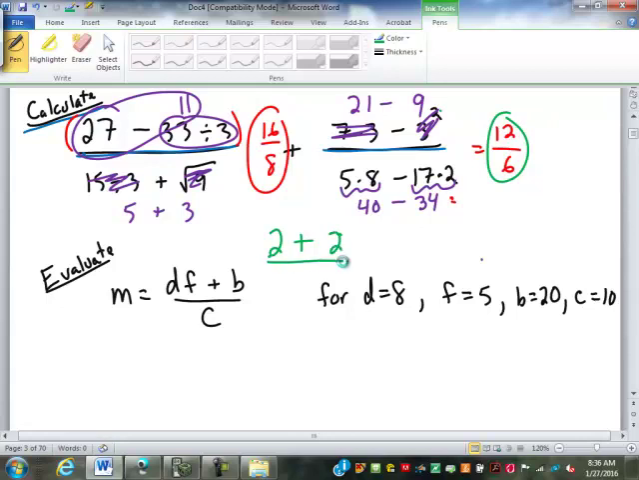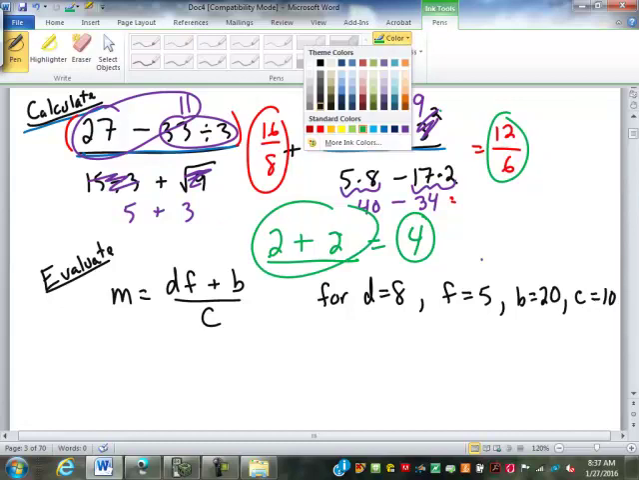So we have 2 plus 2, which is 4. Biggest mistake people will make on these is they'll forget to go back and add the 2 of them together. So be careful with those.